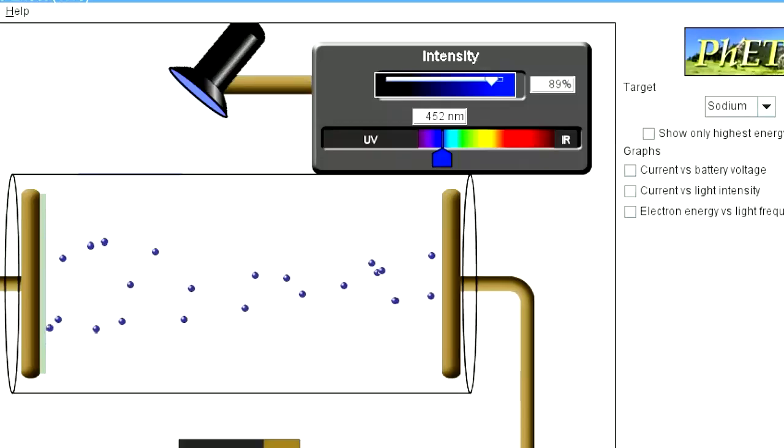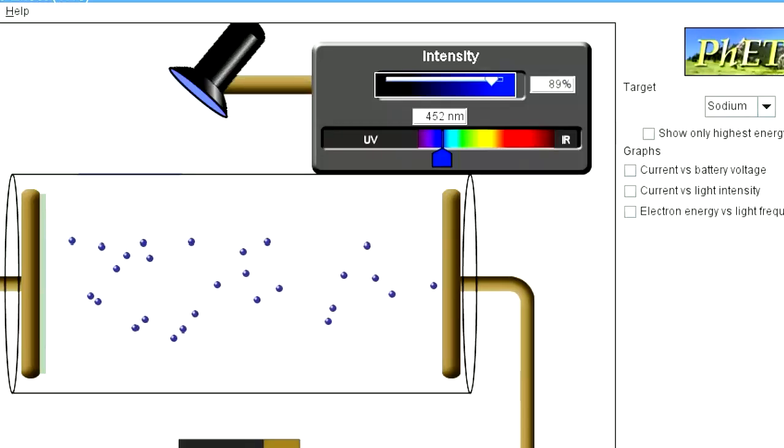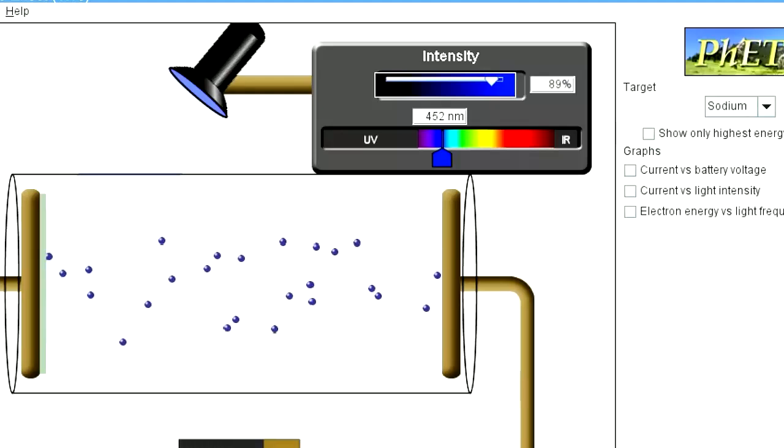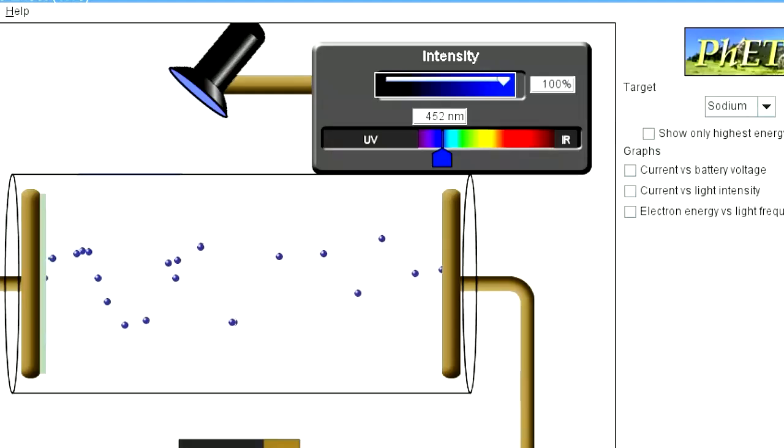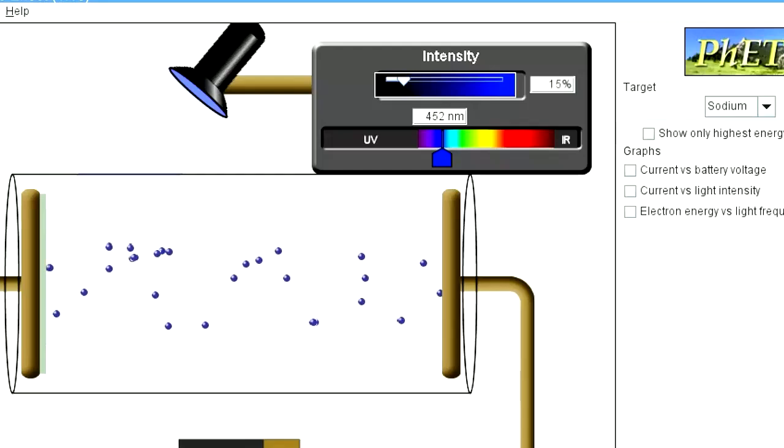So now let's look at intensity. Right now my light source is basically as intense as it should be. How does intensity fit into this? Here we basically have 100% intensity right now, but if I lower the intensity, what changes? Are electrons still being ejected? Are we sure? Just watch long enough. Yes, they are, but just less frequently.